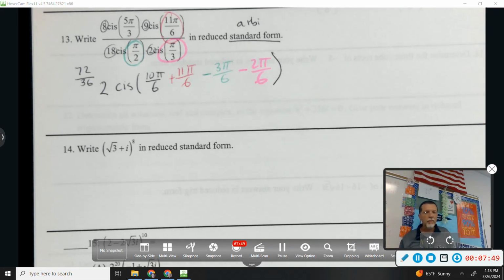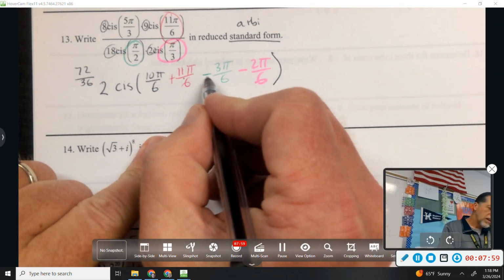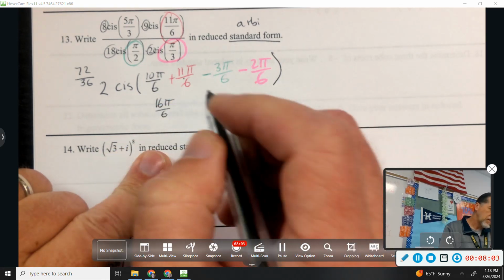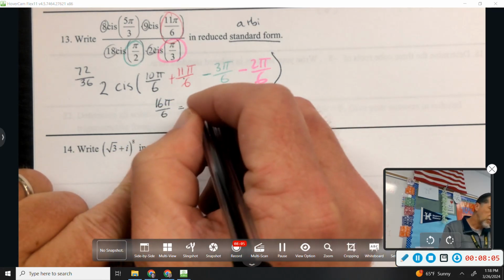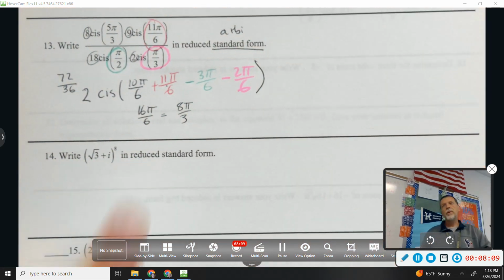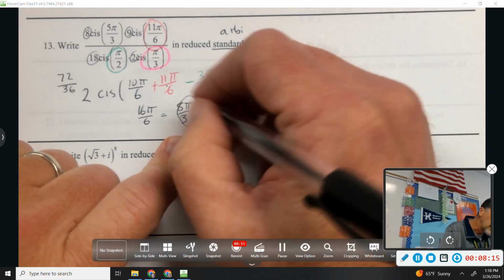I'm double checking to make sure I did all my common denominators right. 5/3, 11/6, pi over 2, pi over 3. Okay, so 21 minus 5 is 16 pi over 6, also known as 8 pi over 3. Bigger than 2 pi, maybe you know right where it is. Maybe you want to subtract 2 pi to get a better angle to deal with.